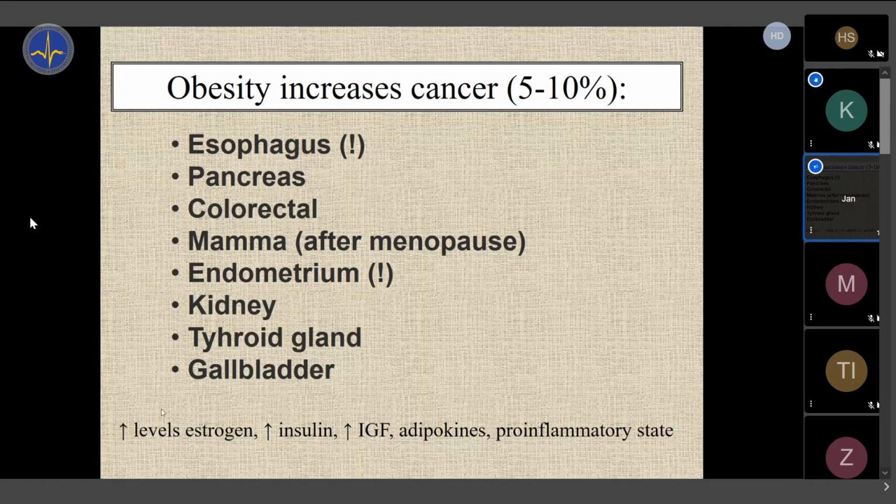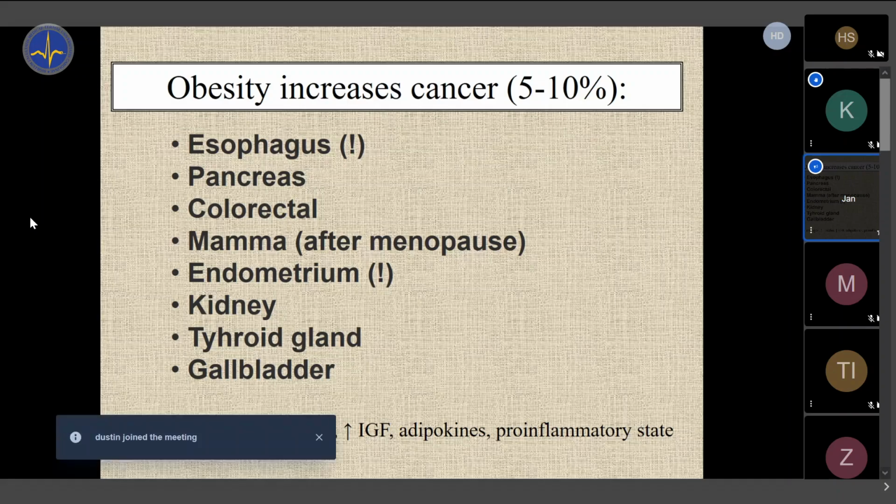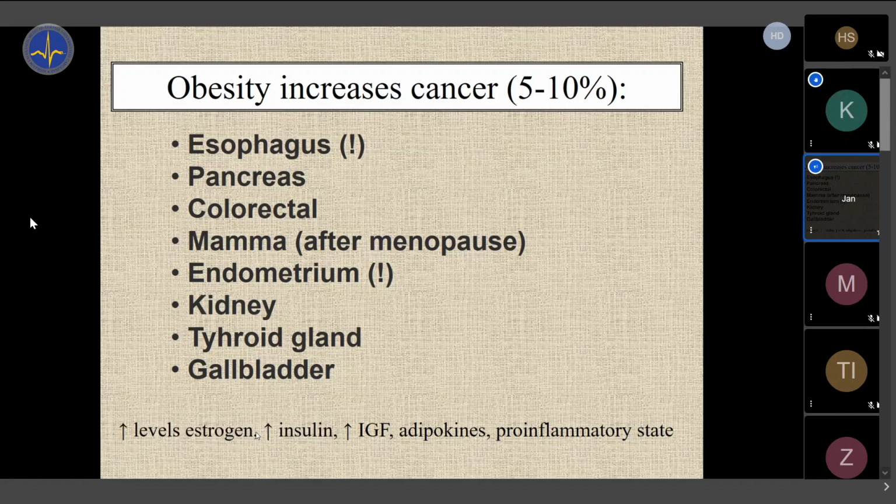But from the perspective of the human body or pathophysiology, there are increased levels of estrogens, because adipose tissue is actively producing and converting estrogen into active metabolites, and increased levels of insulin. Insulin is a very potent growth-promoting factor for any cell, so also for cells that are on the way to becoming cancer.